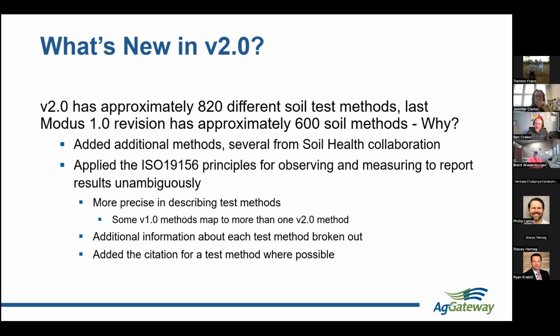So that's where there's the issue where some version 1 methods might map to more than one version 2 method, just because we did provide a little bit more clarity, which meant you don't know which one it was for sure looking at a version 1 code.